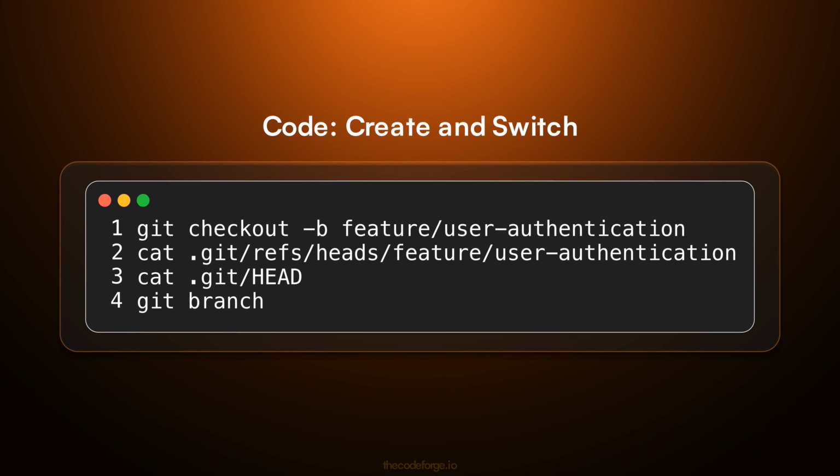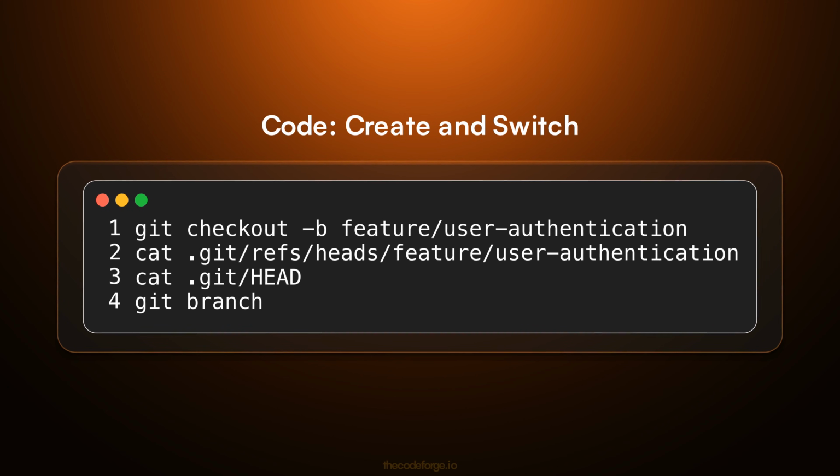Here's the command in action. After running git checkout -b, we can inspect the pointer file and see HEAD now points to the new branch. The asterisk in git branch confirms we've switched.